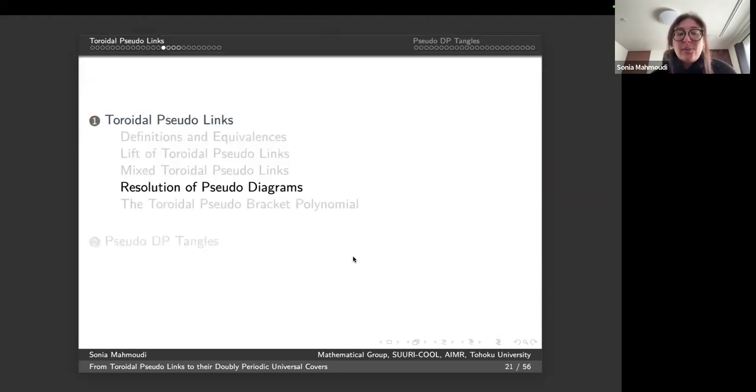So one of the things we can do with all the tools that we have seen before is that we were talking about links or link diagrams which have missing crossing information, but as we are saying, this crossing information is supposed to exist. So we want to have a connection between this pseudo diagram and the potential real diagrams that are lying behind it. So we have this notion of resolution that will give us a bridge between these two objects.